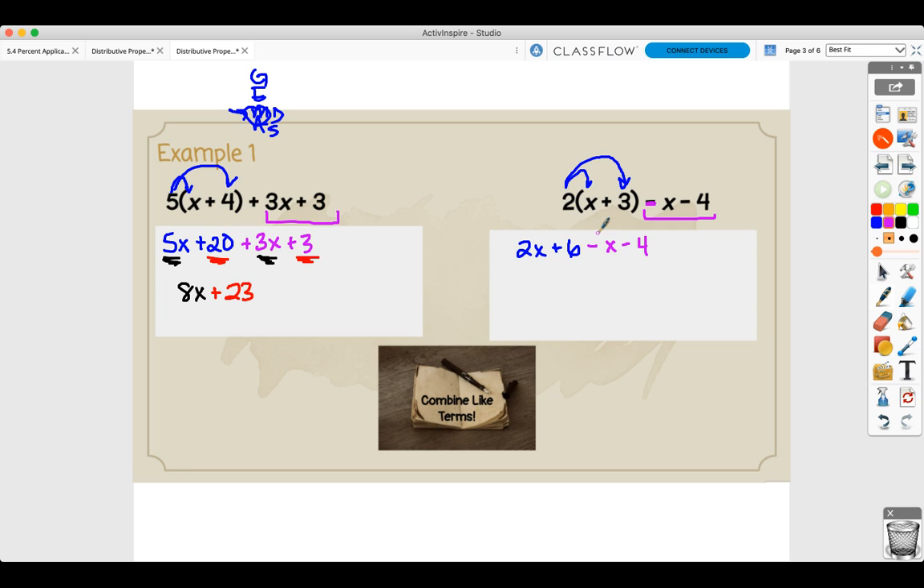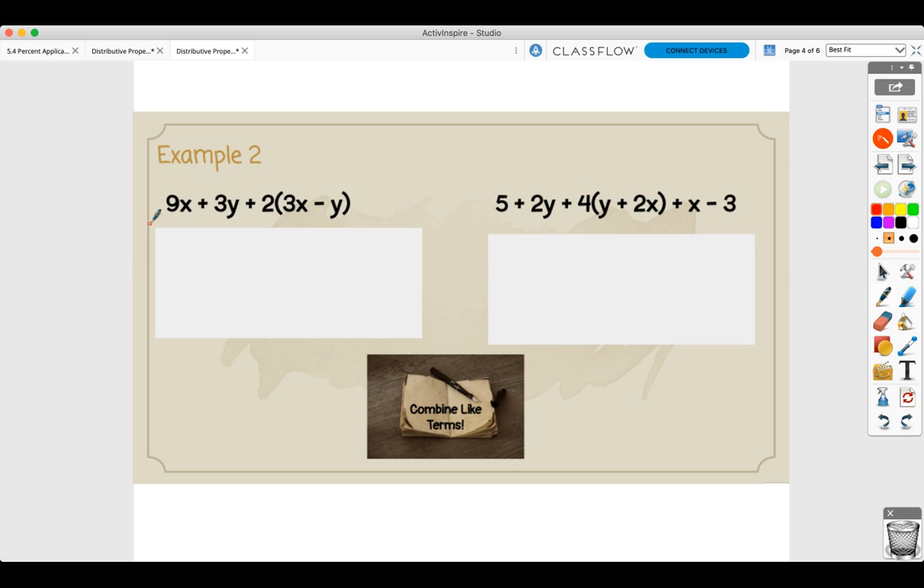And if you need to, write a 1 here. Never hurts to write it. That way you know. And now you're combining the like terms. So you have an x term here and an x term there. 2x minus 1x is an x, or 1x. And your positive 6 and your minus 4. So 6 minus 4 is positive 2. And that's your final answer. This one and this one. All right.